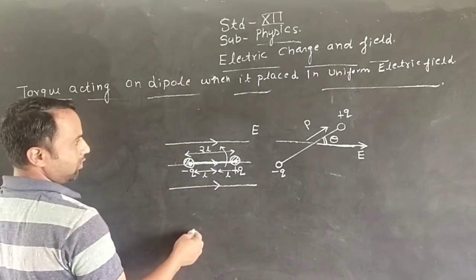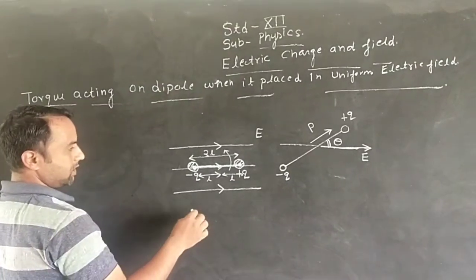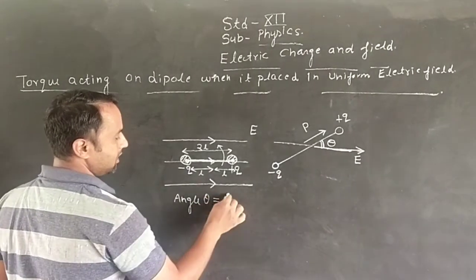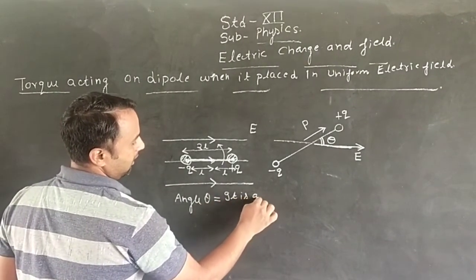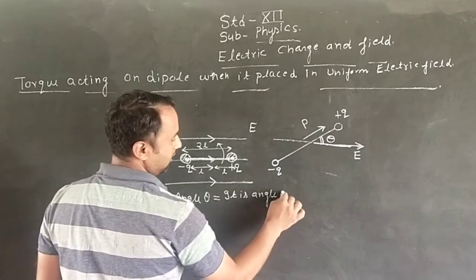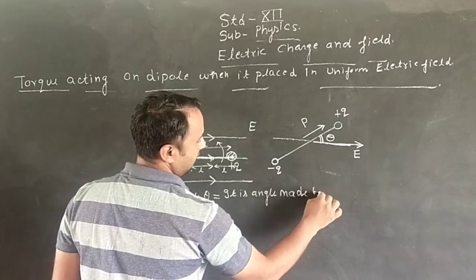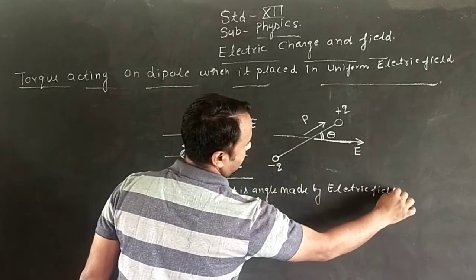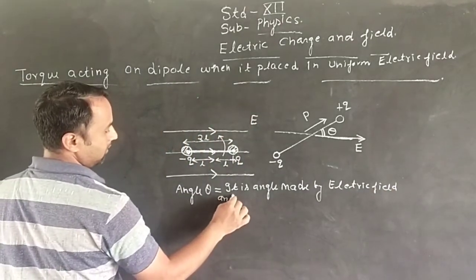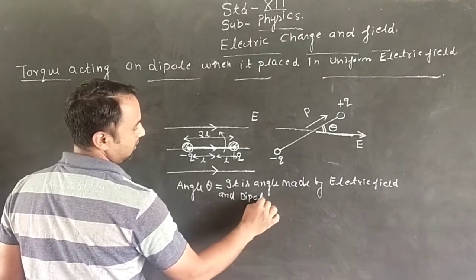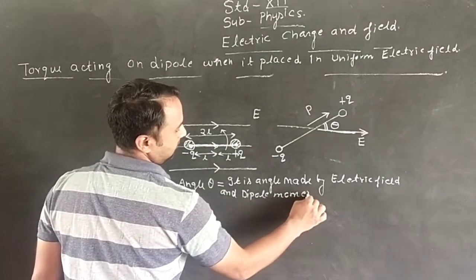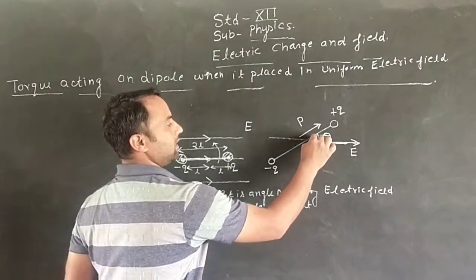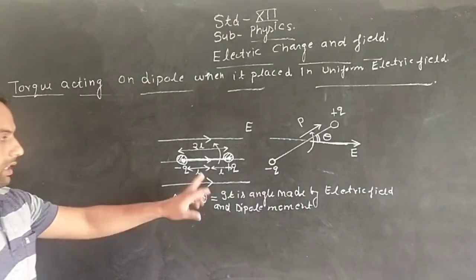Here are various terminologies which we are rewriting. The first is angle theta. Angle theta is the angle made by the electric field and the dipole moment. This is the angle.